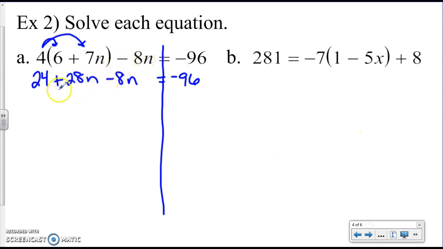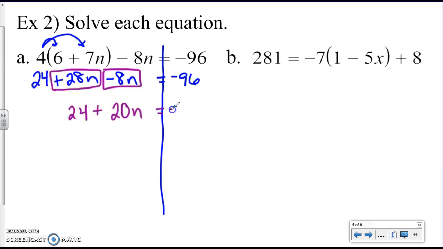Now step 2 is to go ahead and combine your like terms on the left side. Notice that I have a 28n and a minus 8n, or a negative 8n. So I'm going to do 28 minus 8, which gives me 20. And it's a positive 20, so I'm going to put a plus sign in there. And then my 24 is just going to come down. So I've combined my like terms on the left side. I can't do anything on the right side with that step because there aren't any terms to combine together.